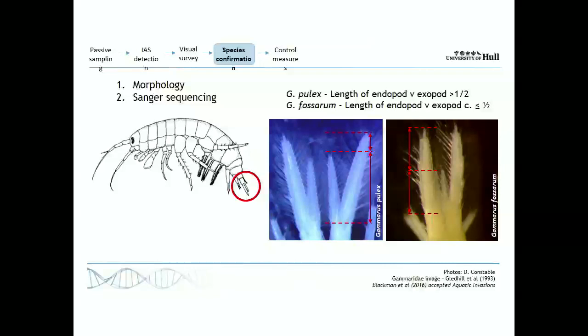Because this is quite a cryptic set of species, I decided to do both Sanger sequencing, so again, sequencing the specimen, sending it off and getting the barcode back, and also the morphology. So here you're looking at Urosome 3, which is the tail end of the gammarus. You're looking at the relationship between the endopod and the exopod. I should say there are other features, but these are kind of the key ones that we look at the moment. We are looking at whether the endopod is more than 50% of the exopod. So this is Gammarus pulex in the blue, and then Gammarus fusarum in the black. And you can see that the endopod is much smaller as well than the exopod there.